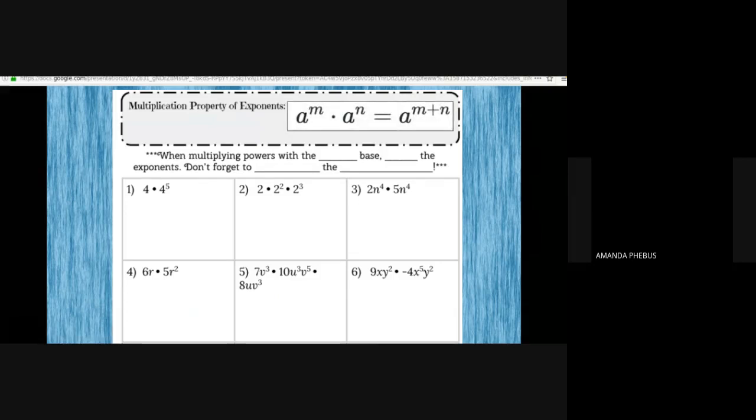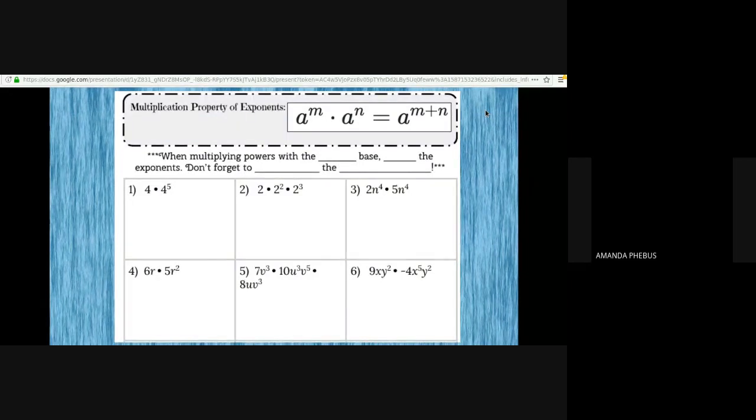All right, so let's look at the multiplication property of exponents. The multiplication property of exponents says a to the m times a to the n is equal to a to the m plus n. And we've talked about that before when we had something like x squared times x cubed. We added those exponents together. So when multiplying powers with the same base, we're going to add the exponents. Don't forget to multiply the coefficients. So we're going to come across some examples that have that, because we're still dealing with multiplying. So the numbers that are involved will have to be multiplied.